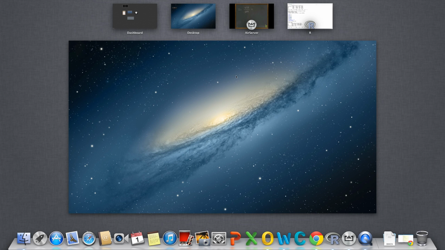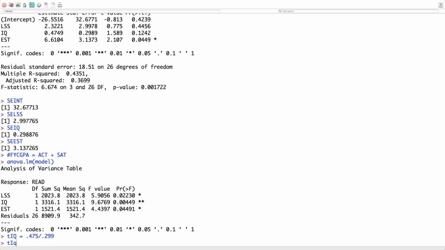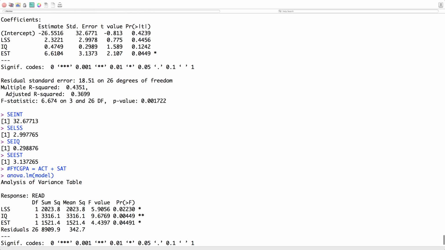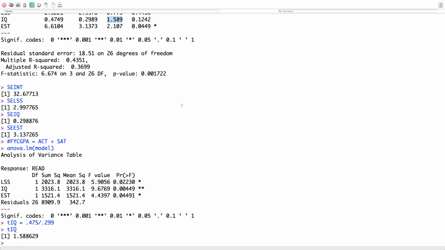So guys, what we're going to have, actually I want to stay here. Our T for IQ is going to be equal to the beta 0.475 divided by 0.299, and we get T for IQ is 1.58. Notice that corresponds to our T of 1.589 right up here. And I'm going to go ahead and write that over on the chalkboard too.